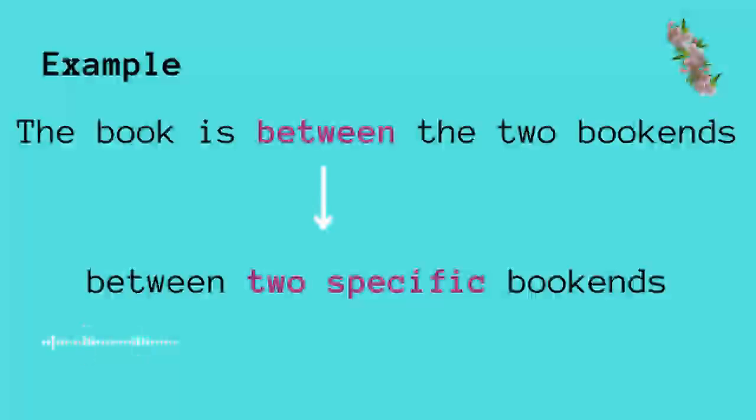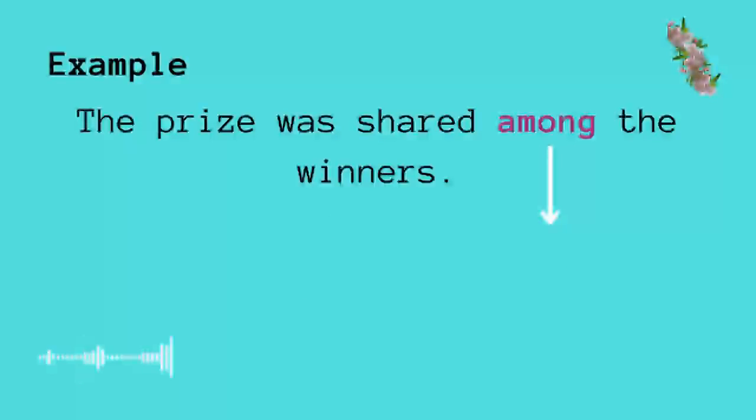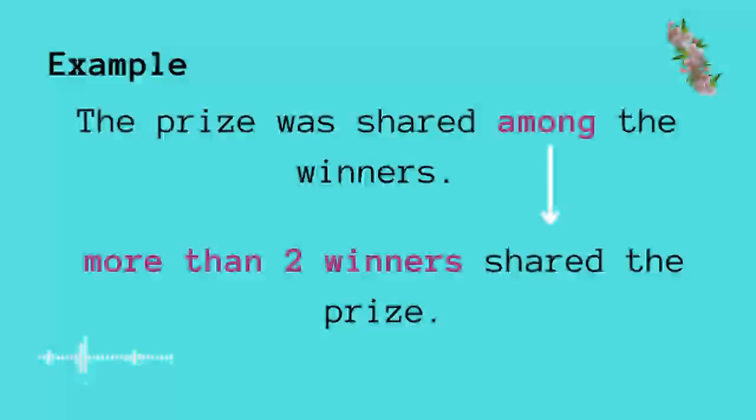Alright, so now let's look at another example. The prize was shared among the winners. So we are using among. Why? Because we are speaking about more than two winners, probably 3, 4, 5, but as long as the winners are more than two, and then in this case we need to use among. Alright, now let's look at another example.